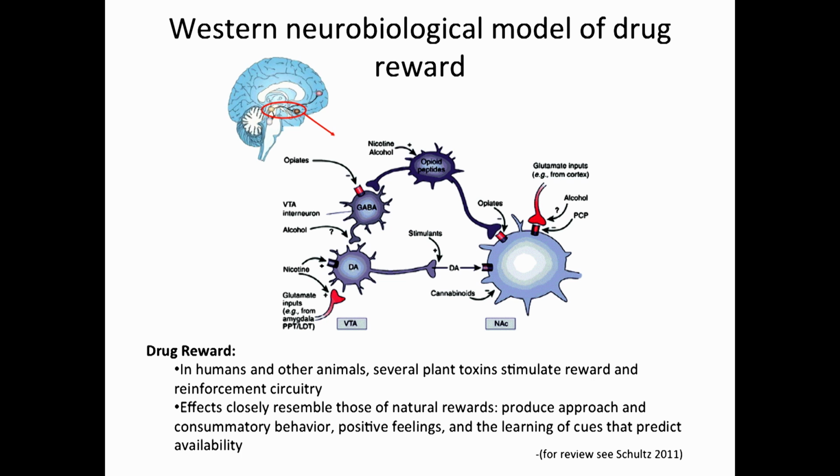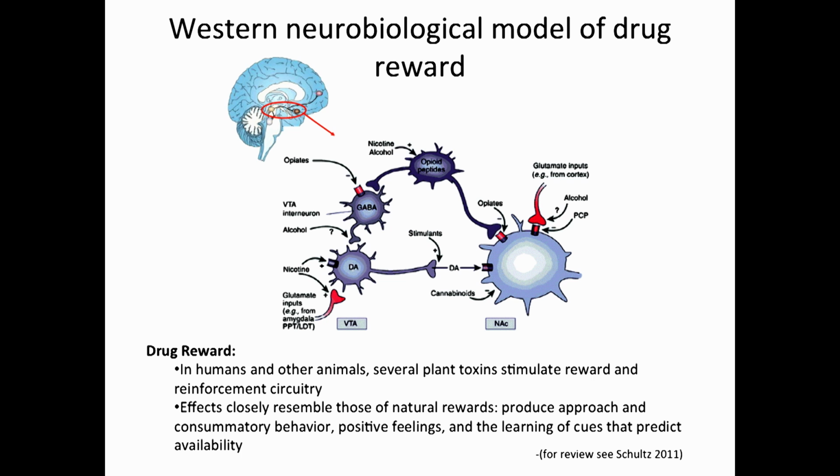Now, in humans and other animals, there are some plant toxins, or plant chemicals, that stimulate reward and reinforcement circuitry. Mainstream models of drug use in neuropsychiatry look at this as an accident, and my colleagues and I have framed this as a hijack model. Basically, drugs like nicotine and opiates arguably were not very common in our evolutionary past, and so they're evolutionarily novel.